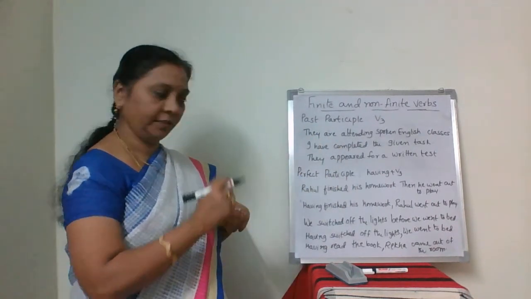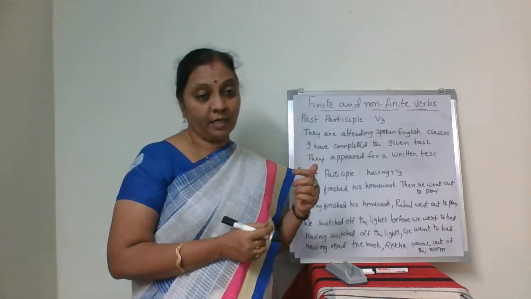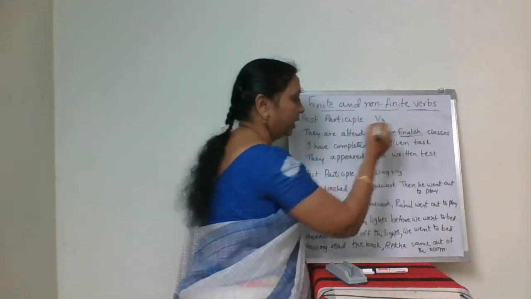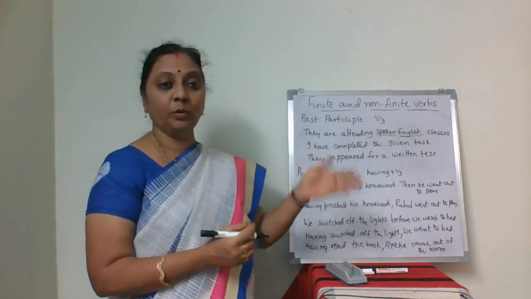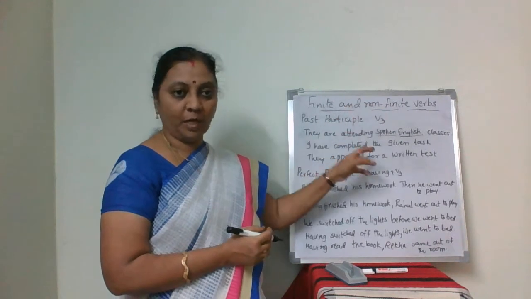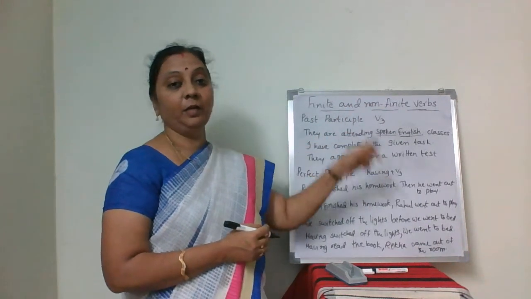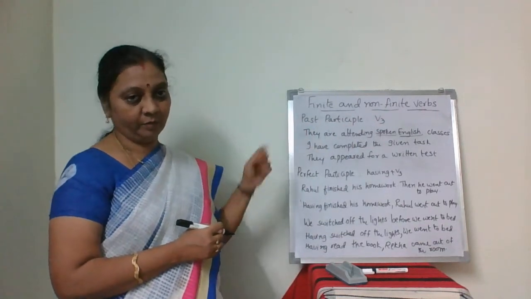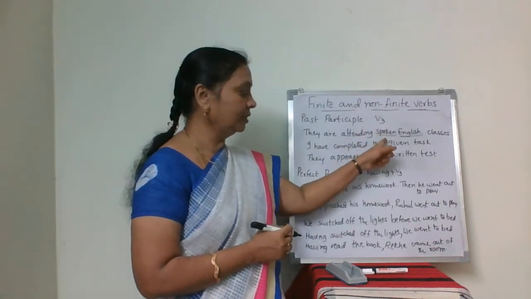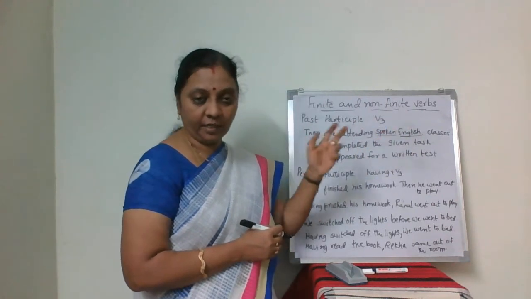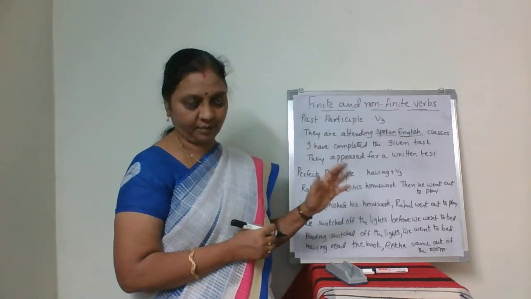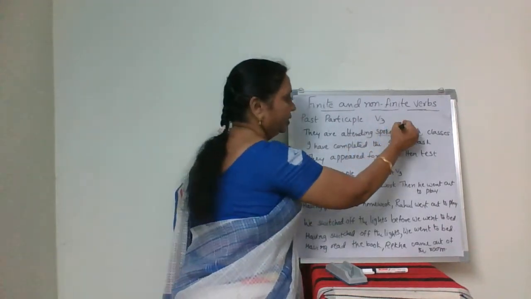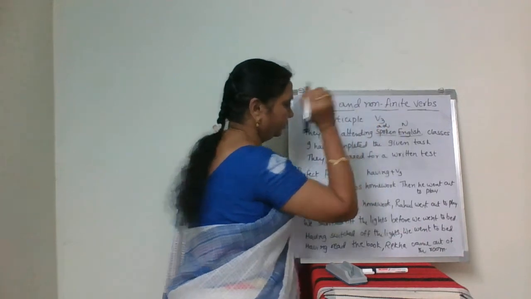Look at these examples. They are attending spoken English classes. English is a noun, spoken becomes an adjective. What is spoken? V3 form: speak, spoke, spoken. So it is a past participle, but the past participle is used as an adjective. So that is a non-finite verb. They are attending what? Spoken English classes. English is a noun, spoken becomes an adjective.